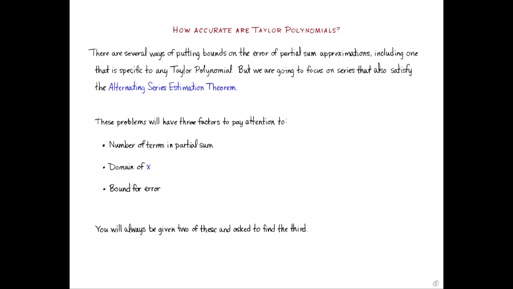There's 3 different ways we could ask these questions. We could ask, how many terms do we need in order for the error to be less than some number? That's the smallest n. We've been doing that before. We could be asked to find a bound for the error, which we've also done before. Or, this is new now, we could be asked to find the domain of x. For what values of x will the error be less than a given number? You will always be given 2 and asked to find the third. Let's do another example.